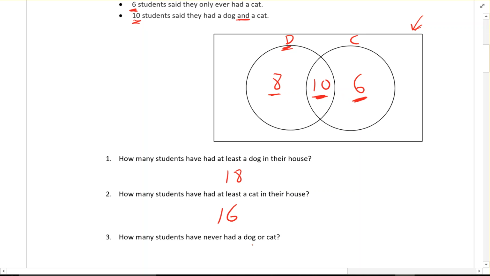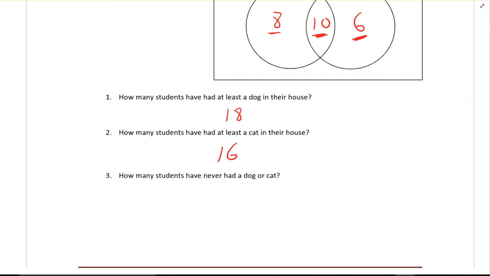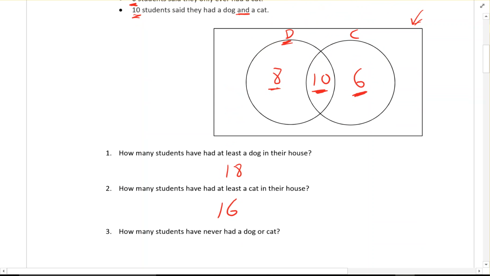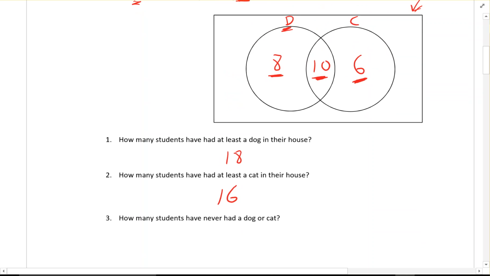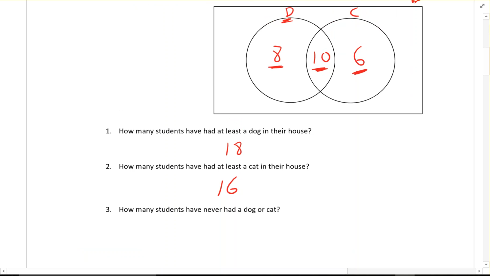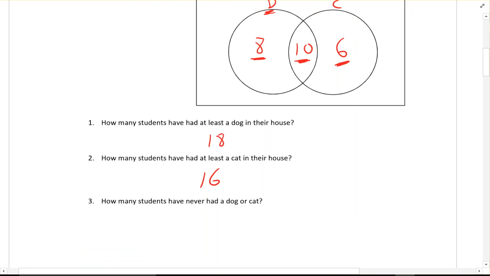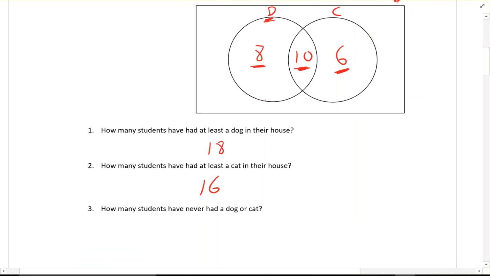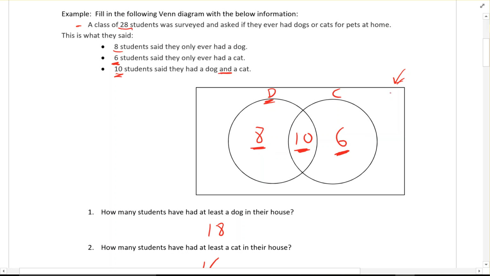How many students have never had a dog or cat? So students that have never had a dog or cat, well, what do these numbers here add up to? So we've got 8 plus 10 is 18, plus 6, so that's going to be 24, right? So 24 have had a dog or a cat, one of the two. So we want to know what's left. So if you think about it here, it said that the universal set, maybe we should have done this to begin with, we would have written 28 up in the top, saying that there are 28 in total, right? That's the universal set. That's going to be everything.